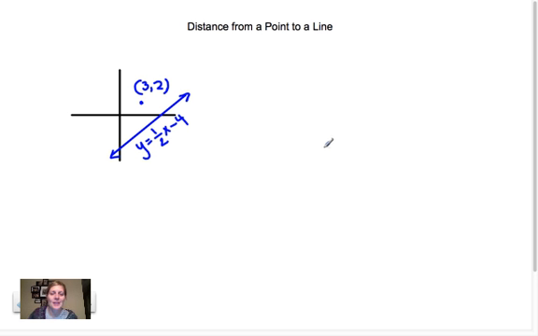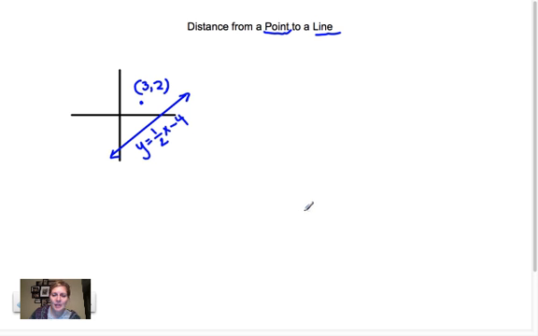In this video, we're going to talk about the steps we need to take to calculate the distance from a point to a line. And when we talk about the distance, we're talking about the shortest distance from this point to this line. So we're going to work backwards and see what we need to figure out, and then that'll set up our plan.